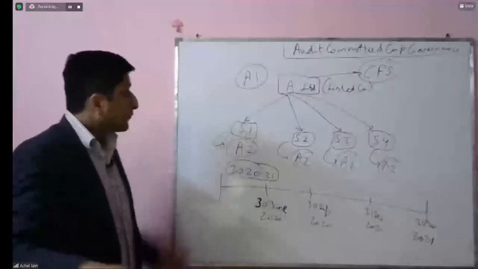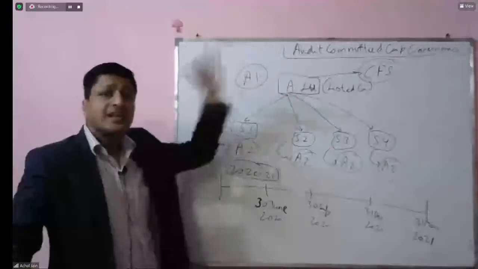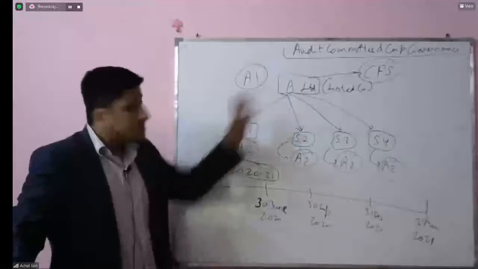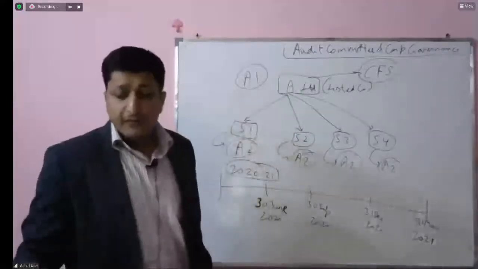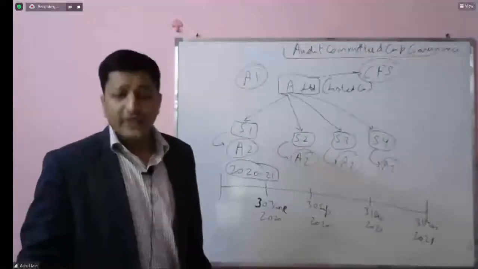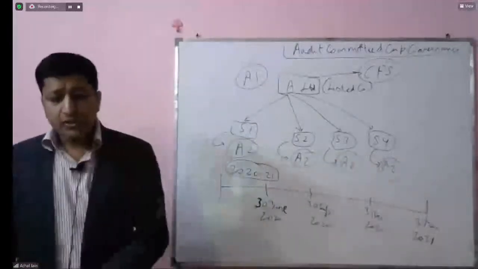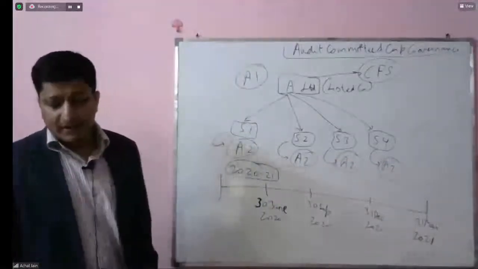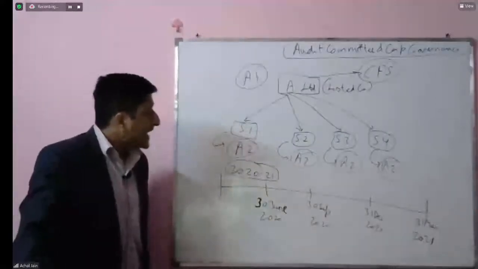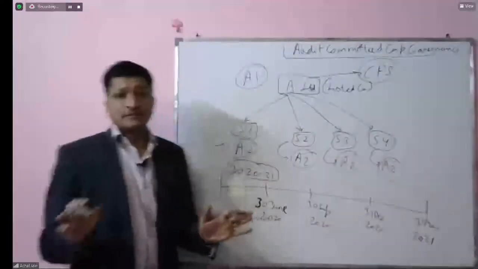Now, when it comes to the results at the consolidated level, which A Limited will present, the results of A Limited may be reviewed or audited by the statutory auditor of A Limited, that is A1. Okay, that will be reviewed by A1. Up to that point, this was okay.